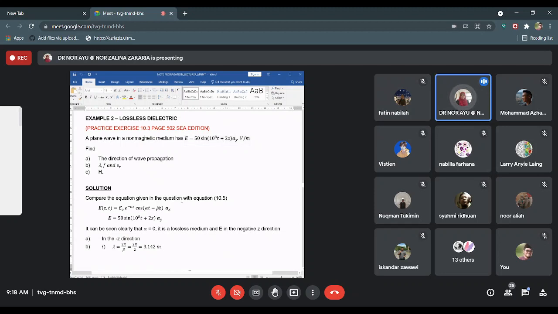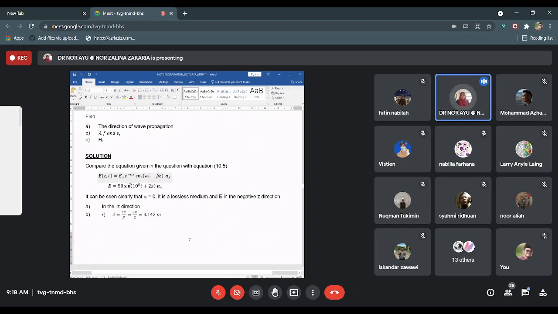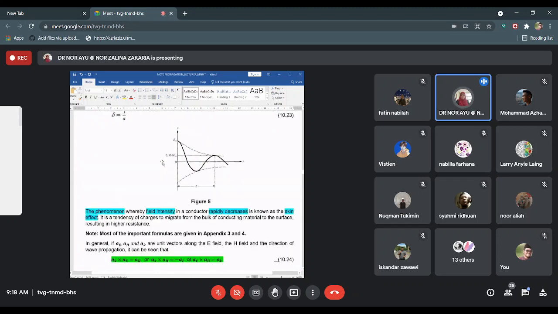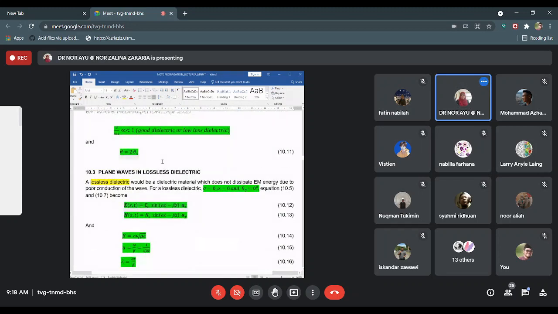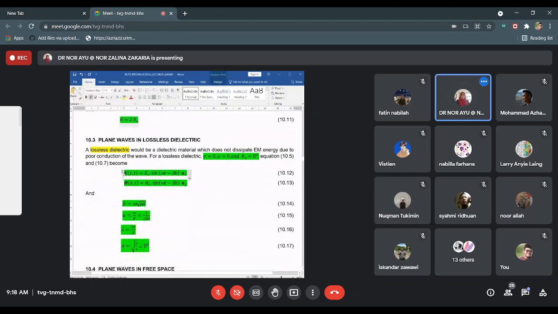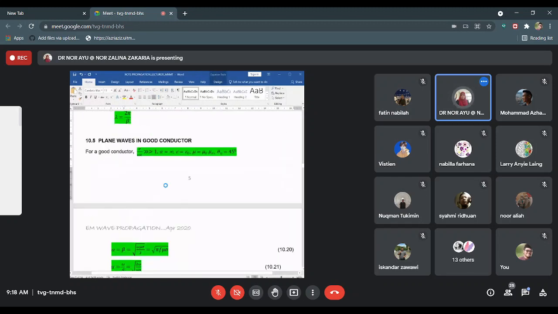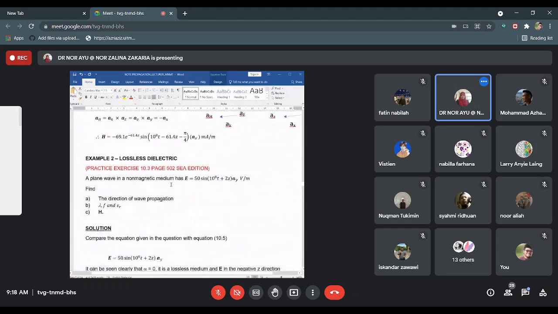Kalau ikutkan the general equation, okay, kamu tukar balik this equation. Jangan ambil yang ni. This is for the lossless sebab dia ada epsilon. So you just take the equation yang lossless punya equation. So you can, kita go back ya, sekejap ya. Okay, this one. Mana tadi? Ni.